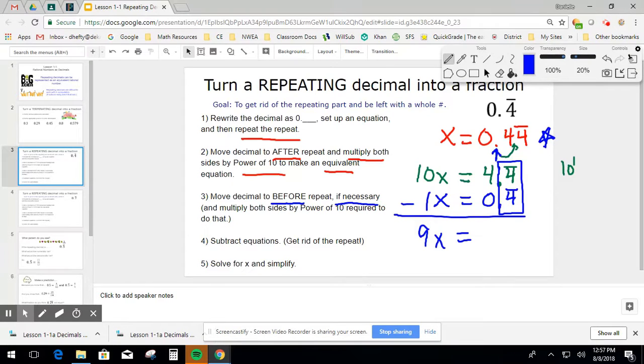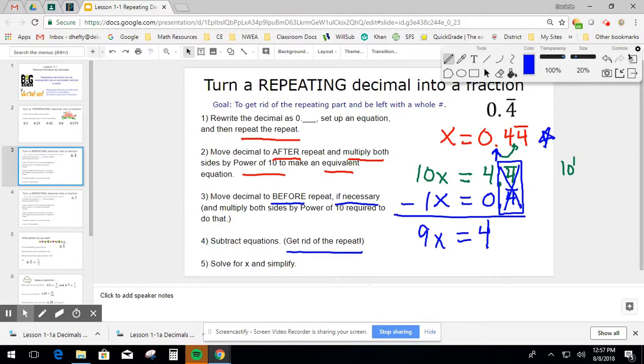Well, what happens when I subtract something from itself? When I subtract something from itself, I end up with nothing. So this repeating part actually cancels out. And that was my goal, get rid of the repeat. Now that I've gotten rid of the repeat, I just have 4 minus 0. So I get 4. Hey, look at that. No repeat. Life is grand.